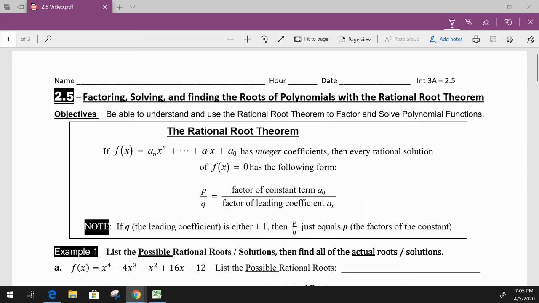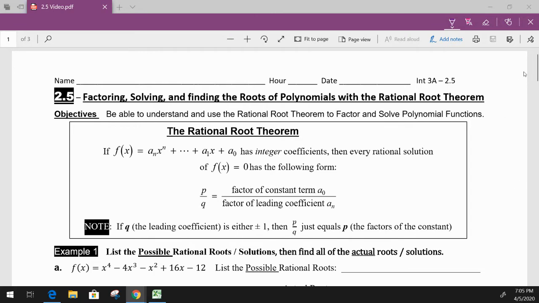Okay, today we are working with lesson 2.5, which is factoring, solving, and finding the roots of polynomials with the rational root theorem. So we use the rational root theorem when we have a polynomial that cannot be factored using the methods we've already learned.